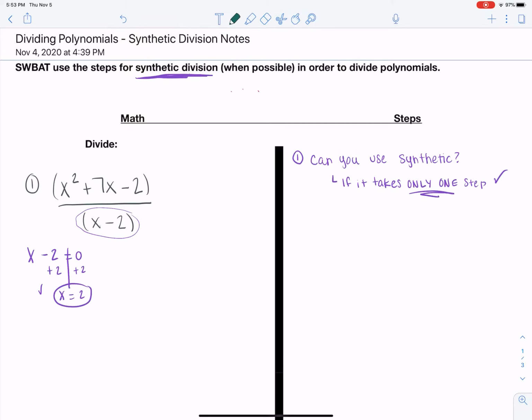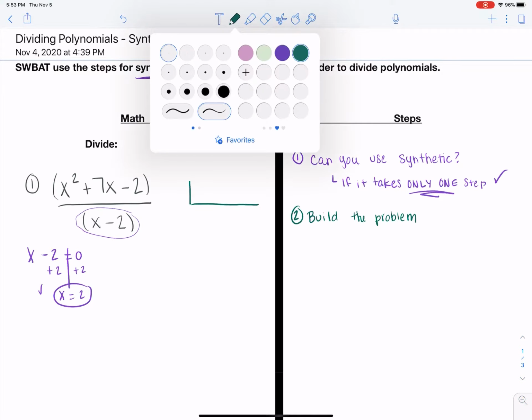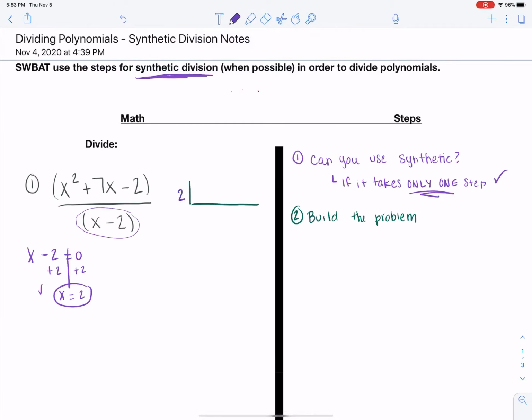Step 2, we're going to build the problem. We're going to set it up. In order to set it up, we're going to build an upside down division box. On the outside of that division box, we're going to put the number we just solved for, which was 2. So that came from here. On the inside, we're going to put the coefficients of the numerator. So my numerator has a 1, a 7, and a negative 2. So I'm going to put a 1, a 7, and a negative 2. And I'm going to put a second row of numbers here, so just leave yourself some room.